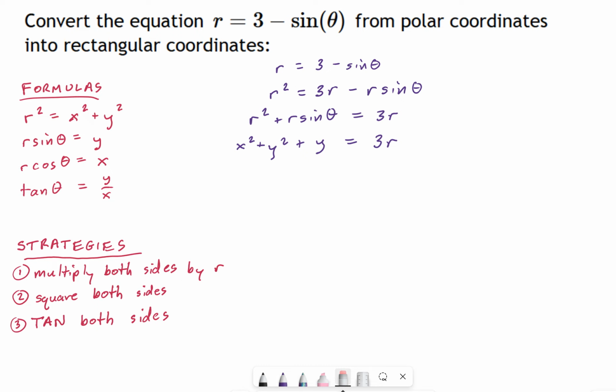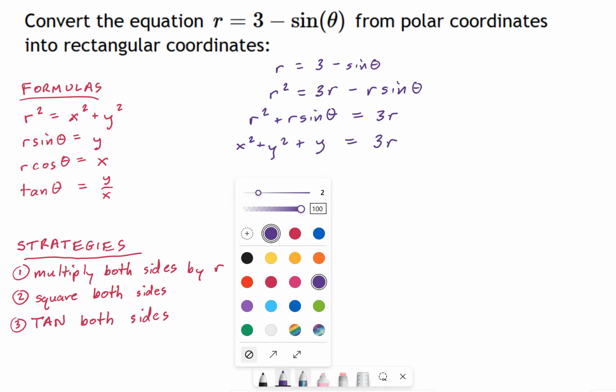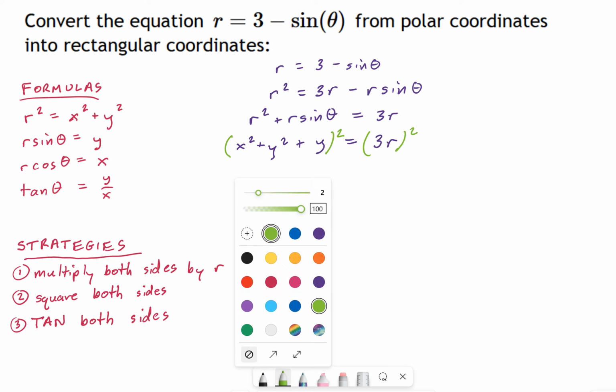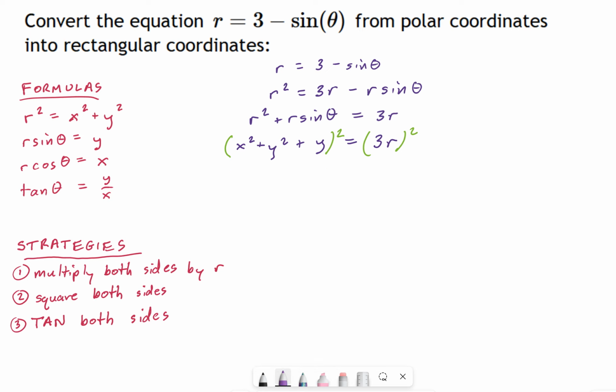Now, if I try the same trick again and multiply both sides by r, the right side's feeling great now. It's 3r squared. I can convert that into rectangular. But the problem is if you just stick another r on the left side, right? If I just put an r over here, now that's a little bit of an issue because r by itself is nothing really special. So I don't think that's going to work well for us. Instead, what I'm going to do at this point is I'm going to square both sides. So I'm going to just square the left and I'm going to square the right. And let's see what that does for us. Sometimes it's a little bit of guesswork.